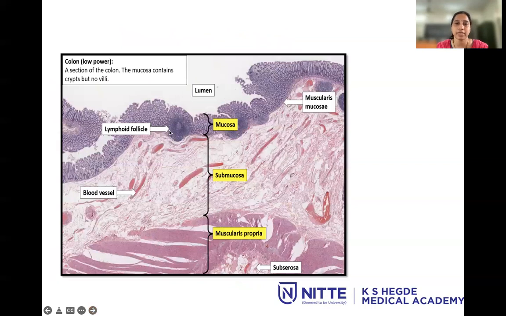So in this picture, you can see the layers of intestine. Mucosa again has 3 layers: the lining epithelium, lamina propria, and the muscularis mucosa. In submucosa, you can see blood vessels, connective tissue, and also lymphatics. This is muscularis propria, which is smooth muscle, and serosa and subserosa.